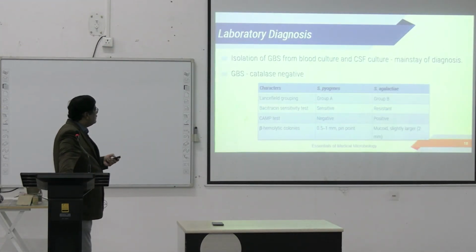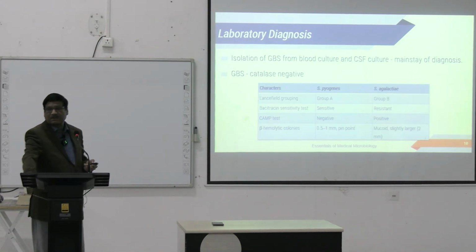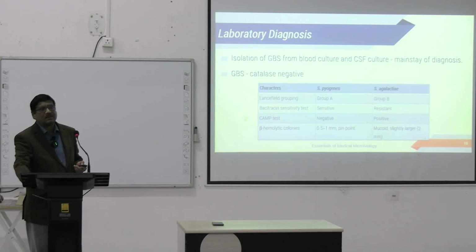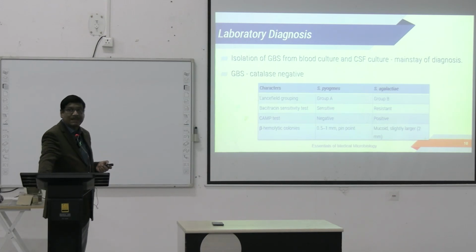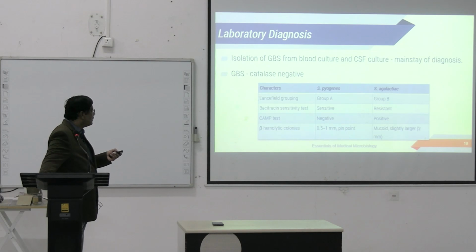Lab diagnosis is isolation of GBS from blood culture and CSF; blood culture is the only method. When you are suspecting septicemia or meningitis, you have to go for blood culture first. Take at least 2 samples of 5 to 10 ml of blood in a sterile environment, in brain heart infusion agar or broth, or in Castaneda's biphasic media. With this you will identify GBS, which is catalase negative and has the characteristics of Streptococcus pyogenes.